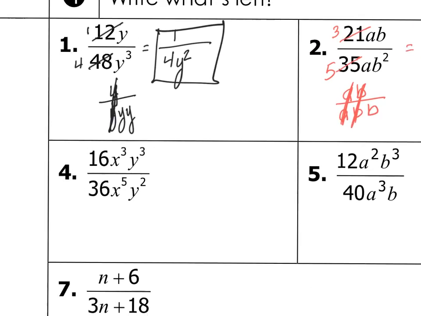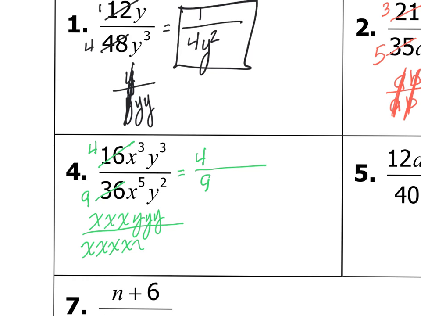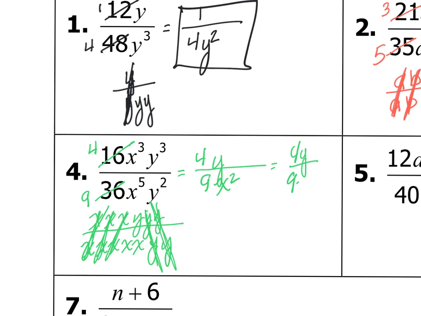So now we're going to go down to number 4. And what goes into both 16 and 36? Well, let's go with 4 first and see what we get after that. So 4 goes into 16 4 times, and 4 goes into 36 9 times. So we have 4 over 9. And then I've got 3 x's and 3 y's, and then I have 5 x's and 2 y's. So that gives me 1 y on top and 2 x's on bottom. So I'm going to rewrite that so it looks a little better. So 4y over 9x squared.